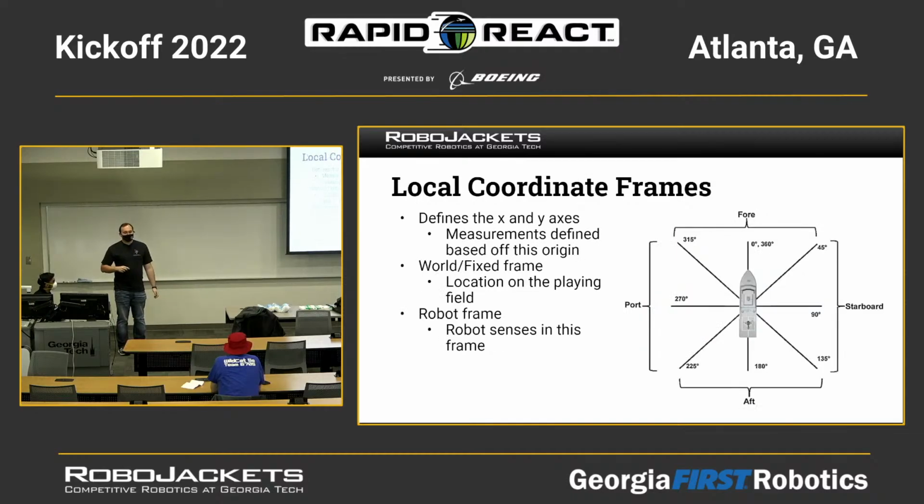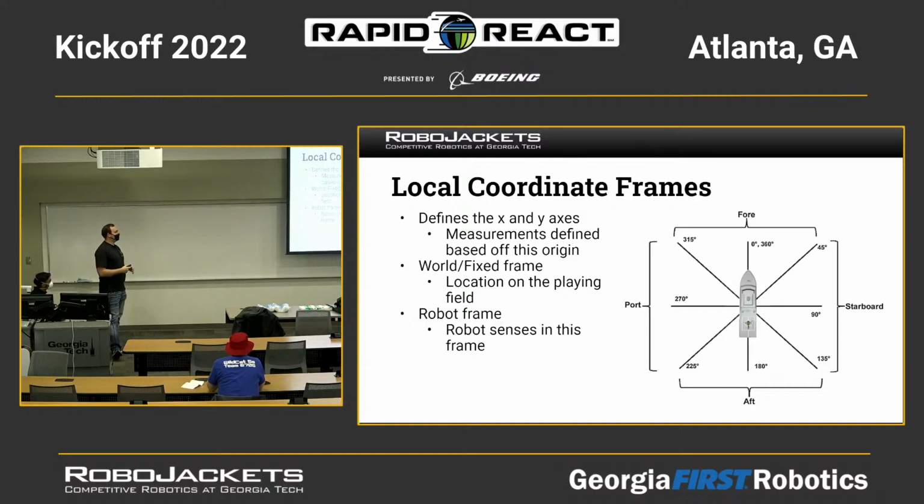Let's skip that slide. And so this is the idea of a local coordinate frame. A local coordinate frame is a coordinate frame defined on a robot. So we have that same XY plane, but now it's defined exactly where a robot is. And the way you're going to typically define this is the X direction will be forward and Y will be to the left. And that will give you a positive rotation towards the left and a negative rotation to the right.